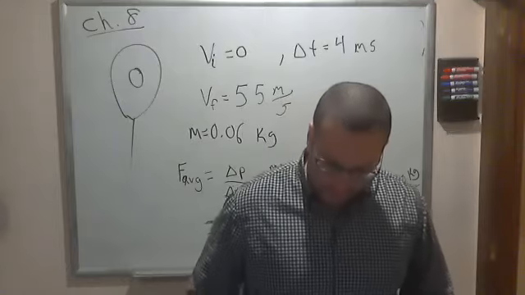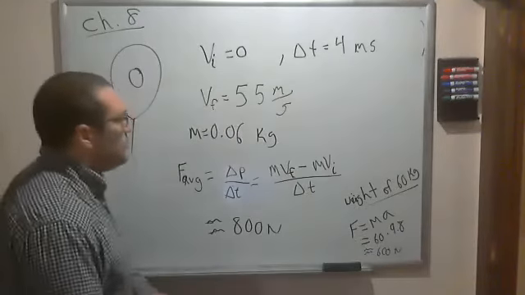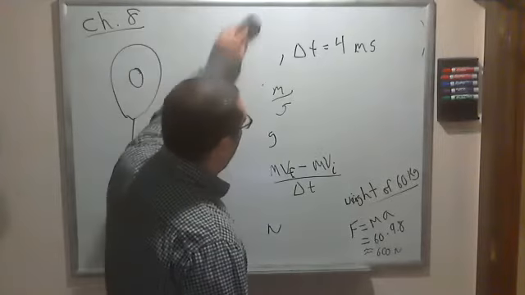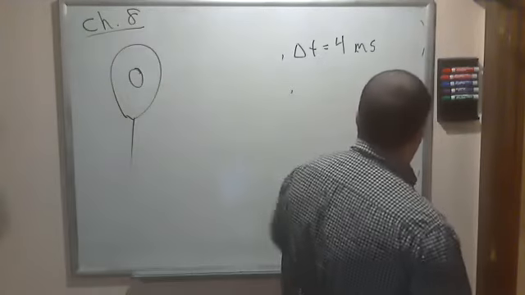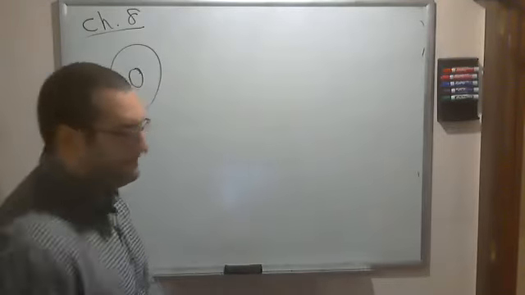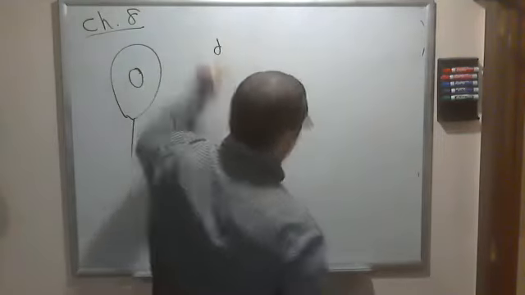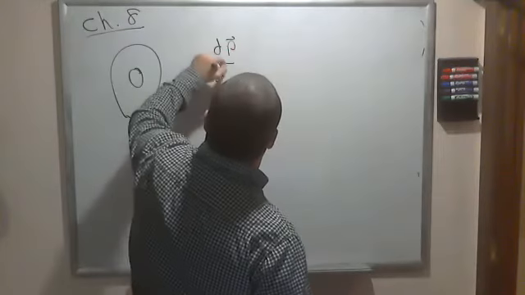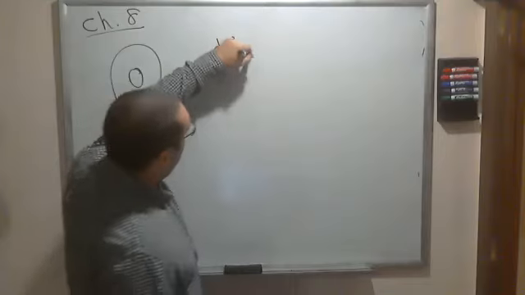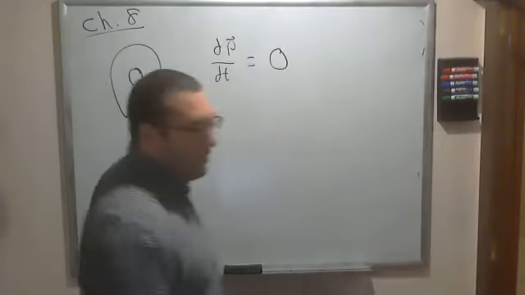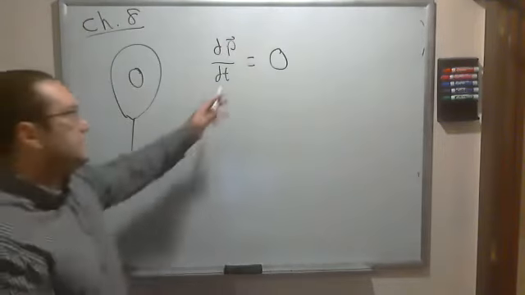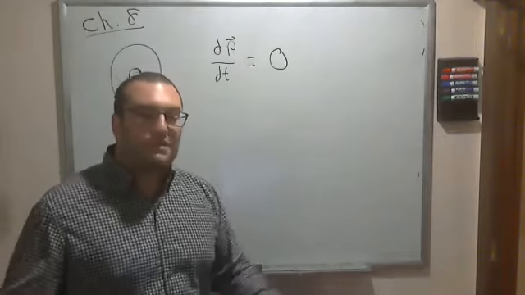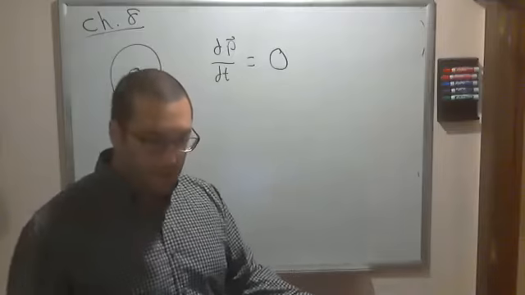Now, what happens if there's no external force? So if there's no external force on a system, what happens? Well, if there's no external force, the derivative of the momentum is then 0, right? So what is this saying? It says that the momentum doesn't change. So that means the momentum is conserved, right?